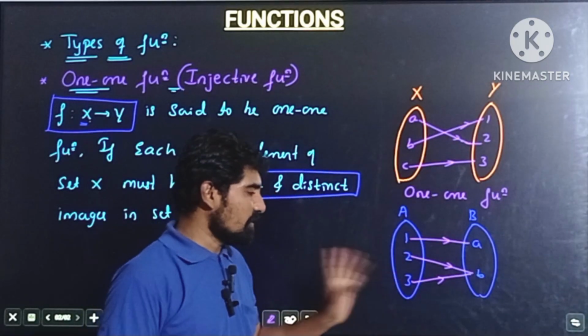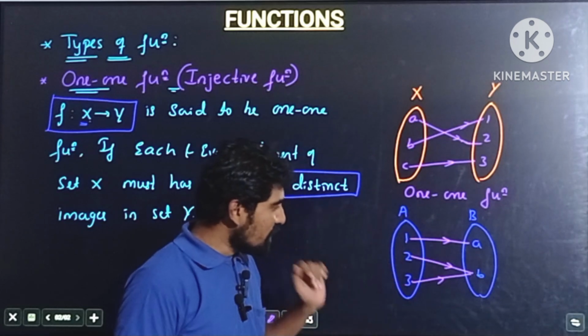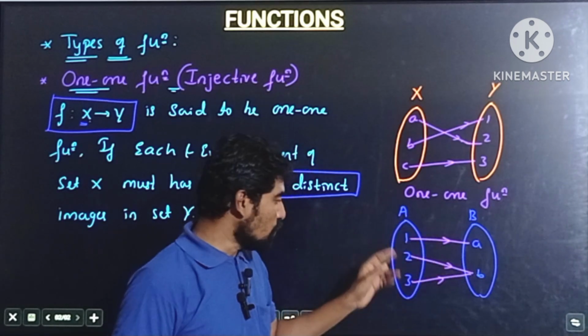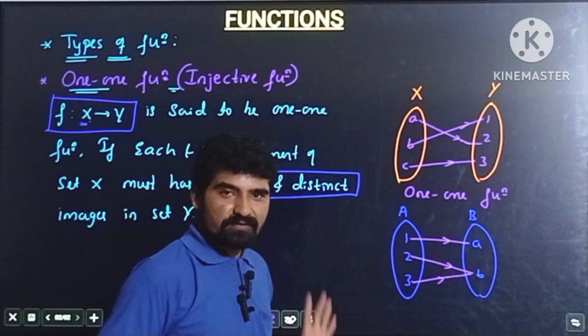Now first thing, is it a function? Obviously it is a function. Why? Because every element of the first set has a unique image. 2 and 3 have the same image, but 2 and 3 each have a unique image. So that's why this is a function.